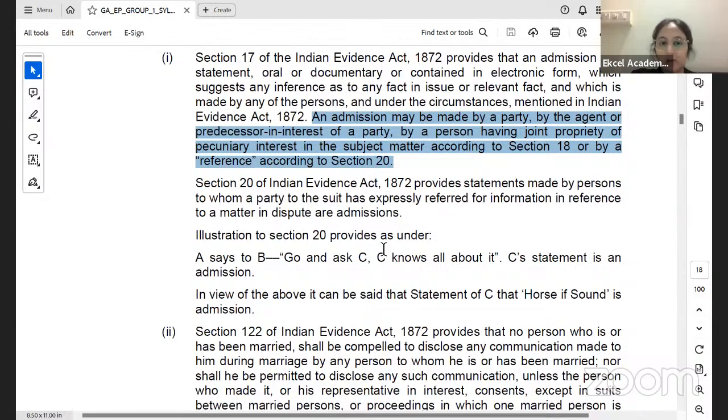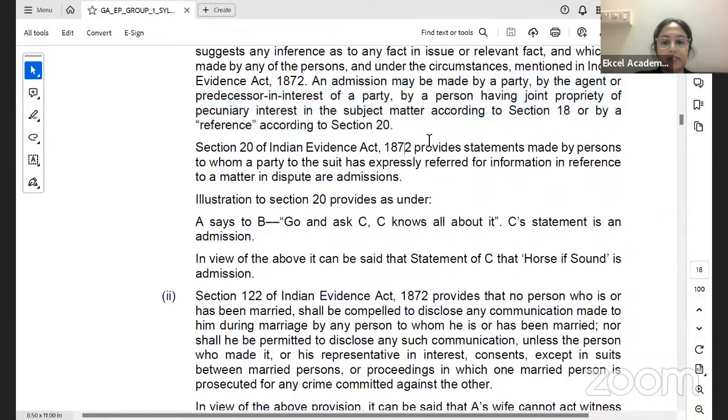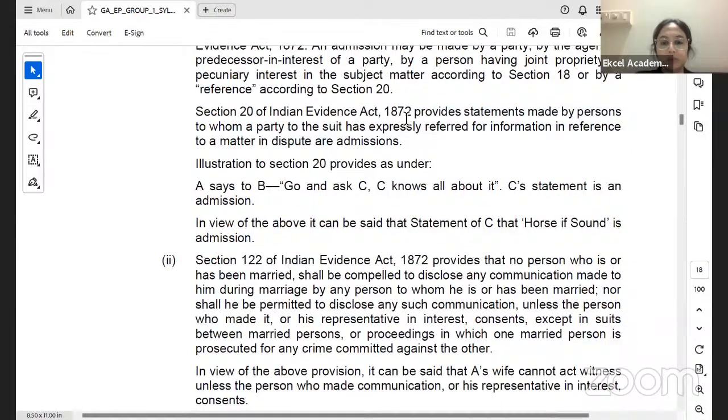Or by a reference. Okay, so then Section 20 of the Indian Evidence Act provides that statements made by persons to whom a party to the suit has expressly referred for information in reference to a matter in dispute are admissions. So this statement is an admission according to Section 20. So what do you do?